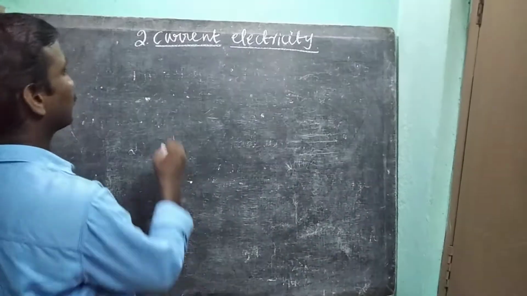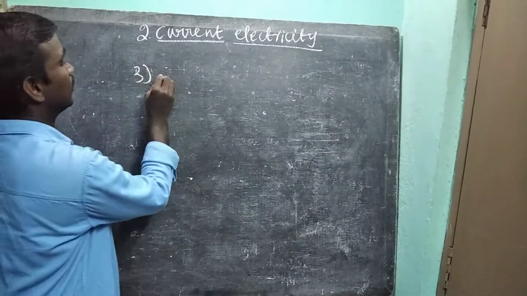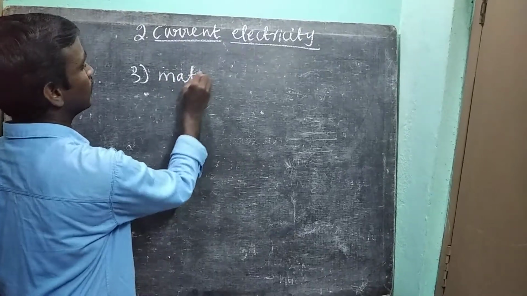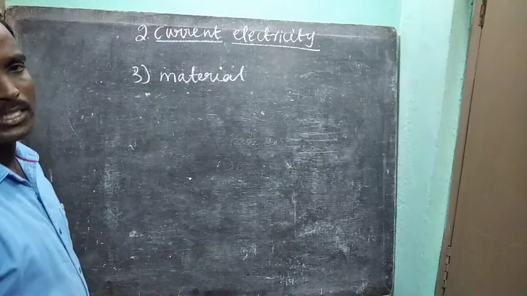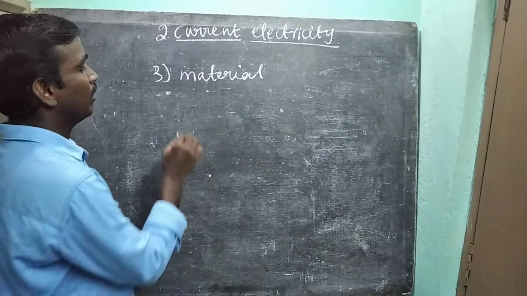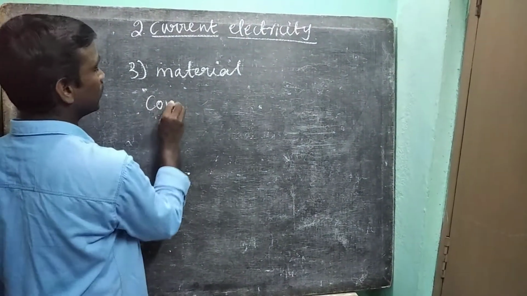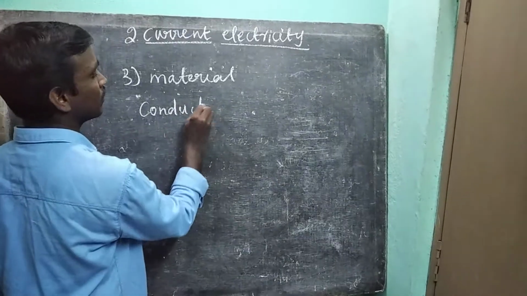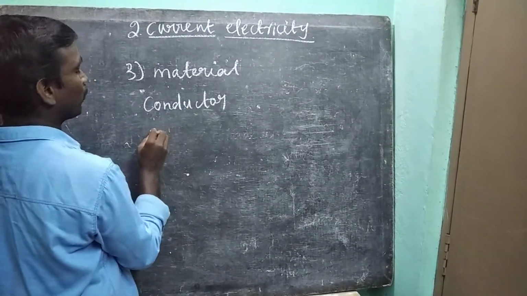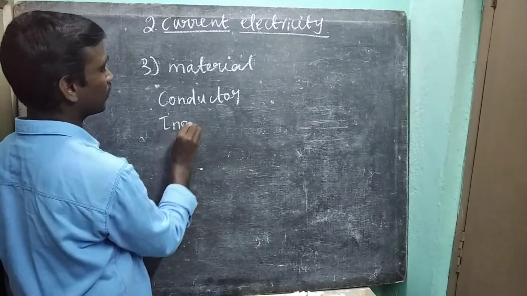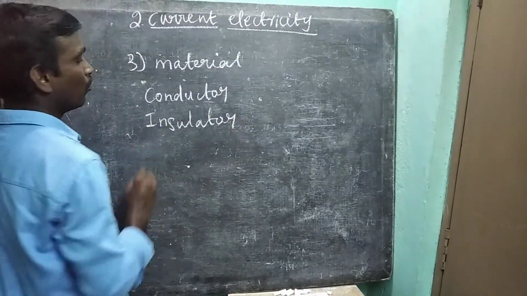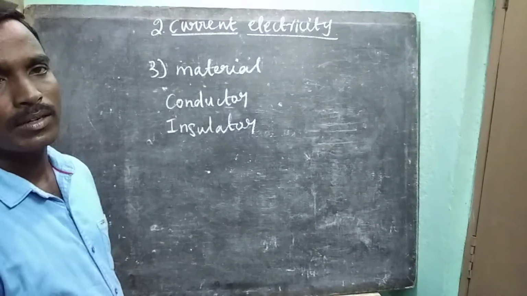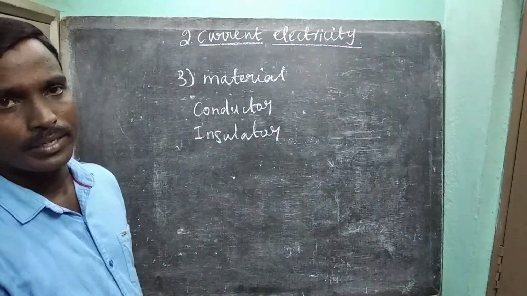Then third one, material. Material can be classified into two types. First one is conductor. Second one is insulator. What is meant by conductor? What is meant by insulator?